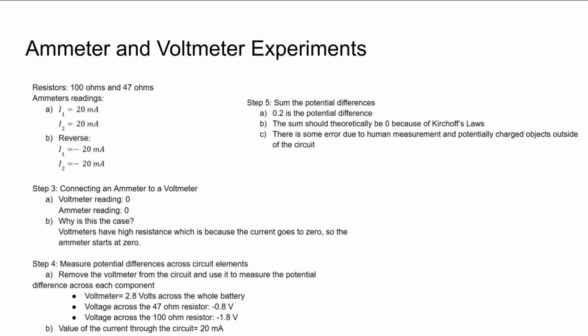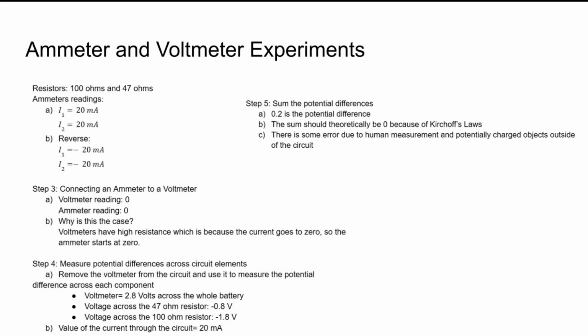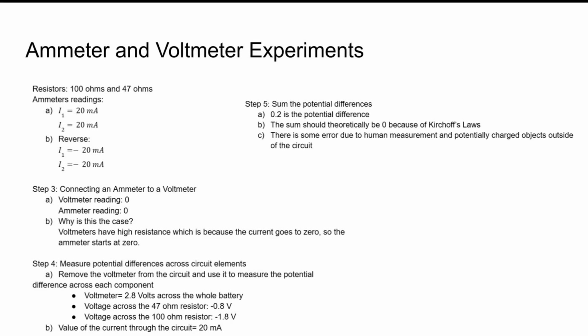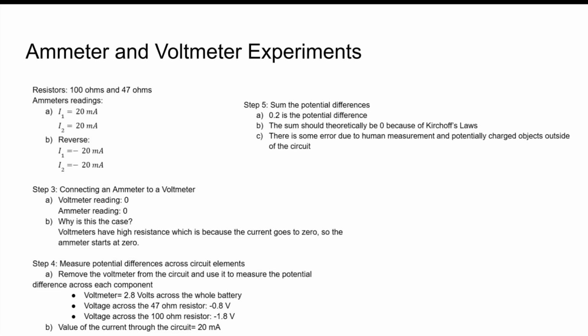And then step 4, measuring potential differences across circuit elements. We have these listed here for the different resistors and then the entire battery, and the value of the current throughout the circuit is 20 milliamps. And then we have this summing the potential differences. So we got 0.02 as our potential difference. Theoretically, it should be 0 because of Kirchhoff's laws, based on the fact that delta V should be 0. But there's some error due to human measurement, and we'll talk about that later.